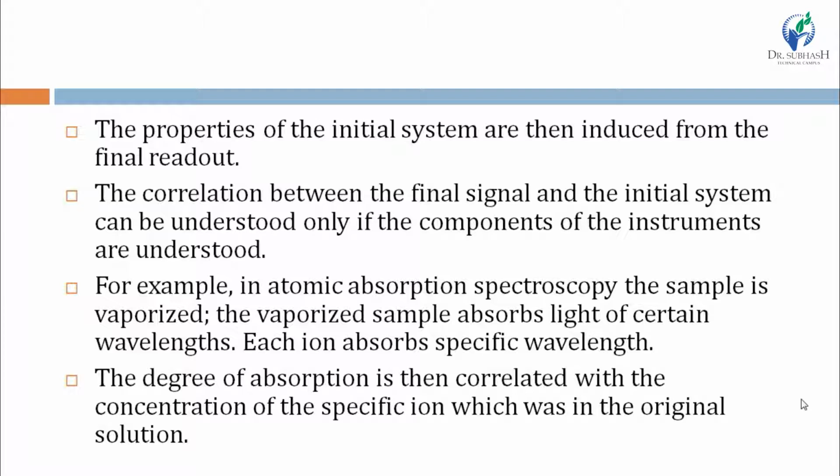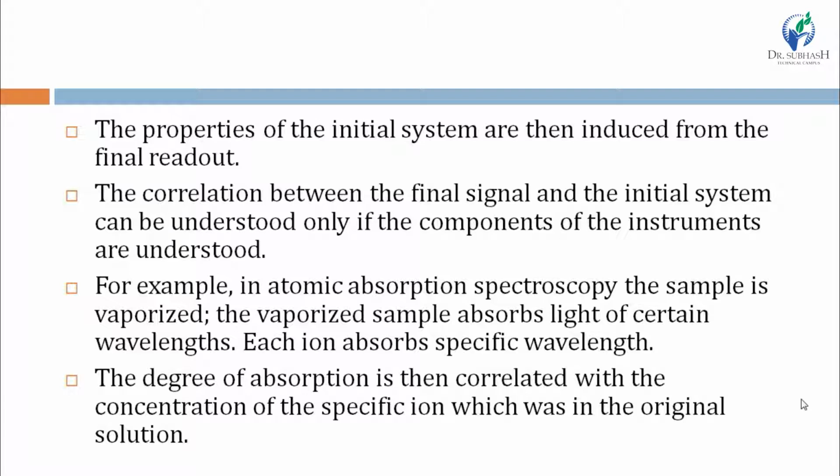And to clear this thing, I have taken one example, and the example is of AAS, means atomic absorption spectroscopy. In this spectroscopy, the sample is used in gaseous form only. So first the sample is vaporized, and then through this vaporized sample a light is incident. Incident means light is passed. The initial light which is passed through the sample is known as incident light.